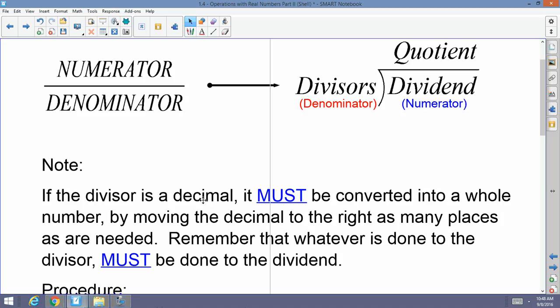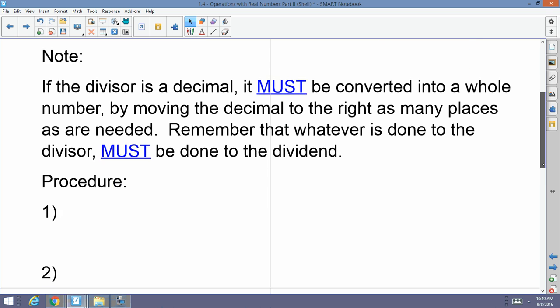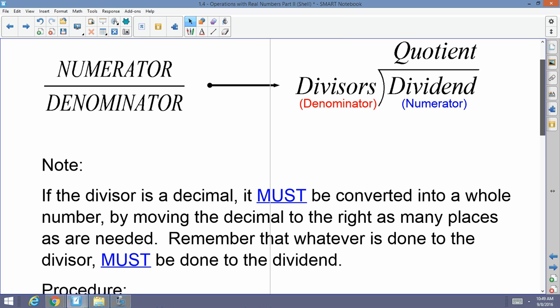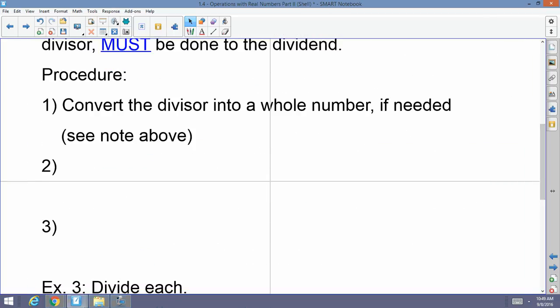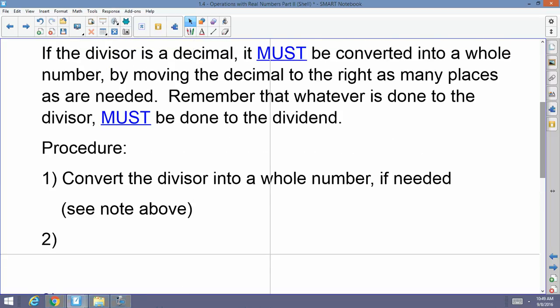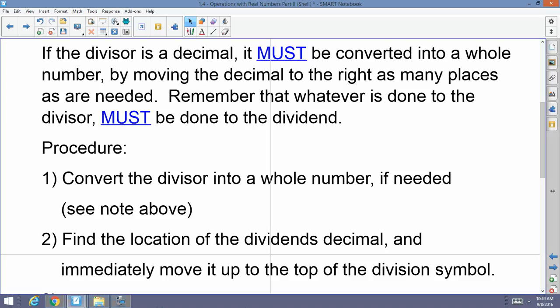Once you've manipulated that divisor and made sure it's a whole number, now you're just going to divide as normal, guys. Okay? You're going to divide as normal. So number 1, convert the divisor into a whole number if needed. See the note above. And the note above is this: if the divisor is a decimal, it must be converted into a whole number. And then number 2, find the location of the dividend's decimal. That means the inside part, the numerator.